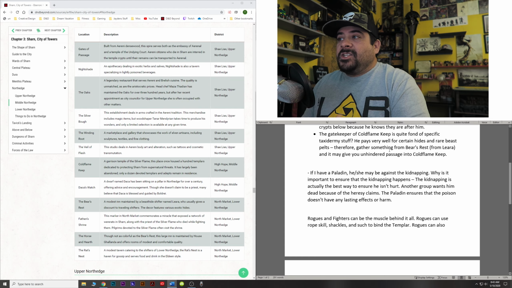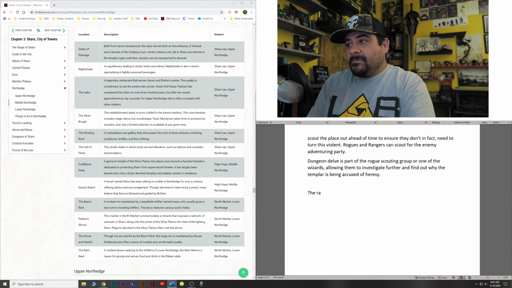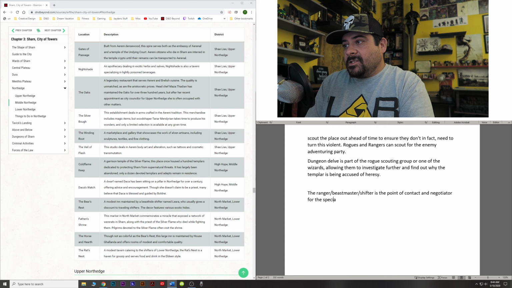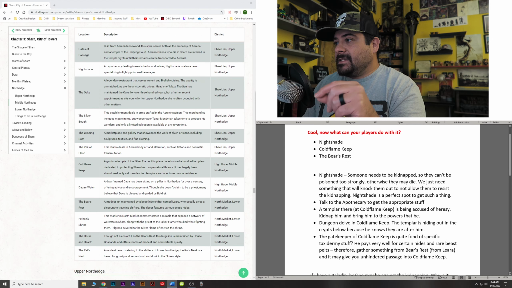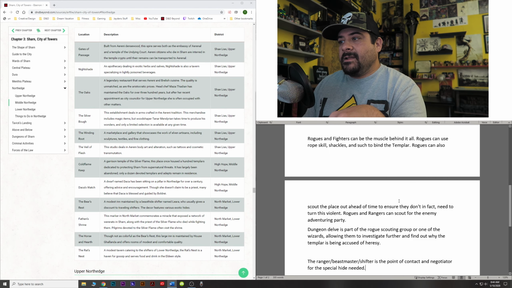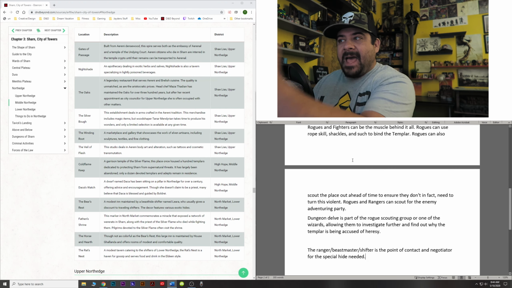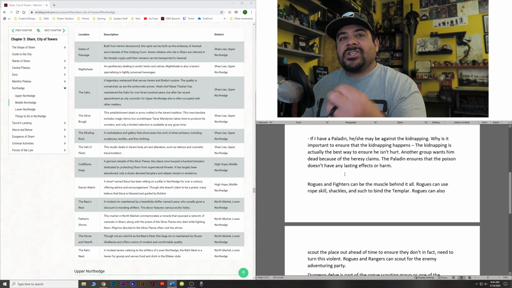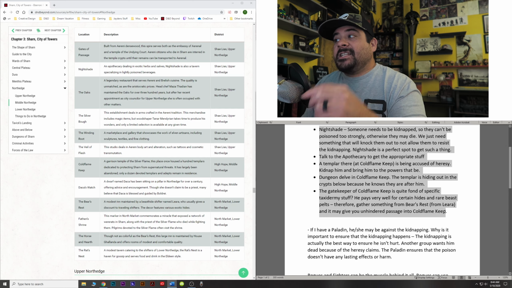Okay? And then, of course, you can simply have some sort of a Beastmaster or a shifter, and they're going to be the ranger, Beastmaster, shifter, the point of contact and negotiator for the special hide needed. And there it is. They're the ones that are going to deal with, what's her name, Liara or something like this? Liara. They're the ones that are going to deal with that. So notice, you've got specific people that have their own roles in the entire aspect here. And these things are bringing about more questions that I, as a dungeon master, need to wrangle through. But instead of just keeping it a cool story for me, I'm now attaching it to specific characters.